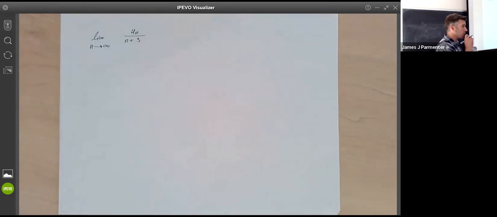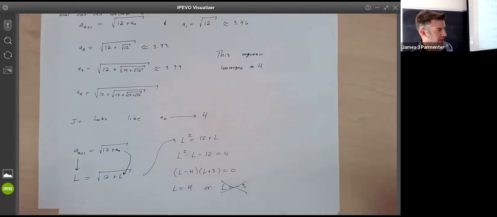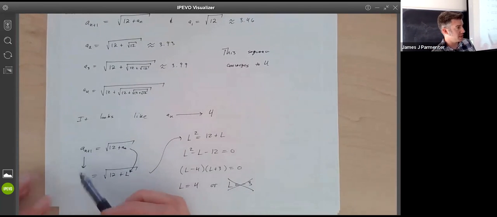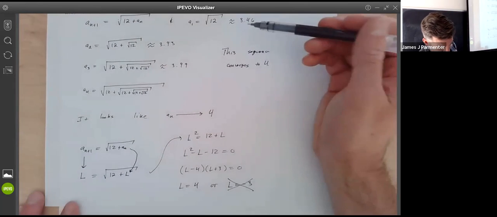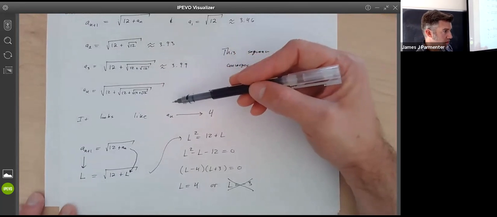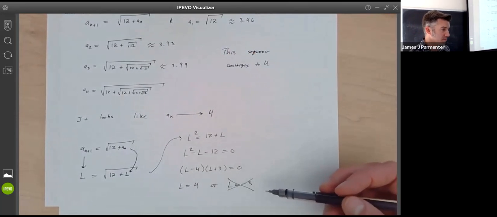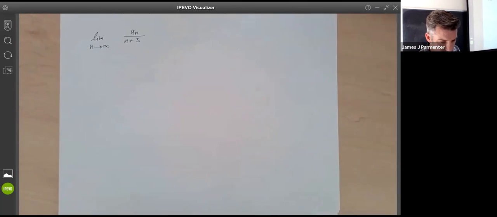Question, sorry. For the last example, why did we cross out L is equal to negative 3? Well, so it's certainly true that if you're solving this equation, L equals negative 3 is a solution. But if we're thinking about what this sequence is getting closer and closer to, our values start at 3.4-ish and are getting larger and larger. So there's no way reasonably that this could get closer and closer to negative 3. So this actually brings up a kind of important theorem that this example will illustrate.